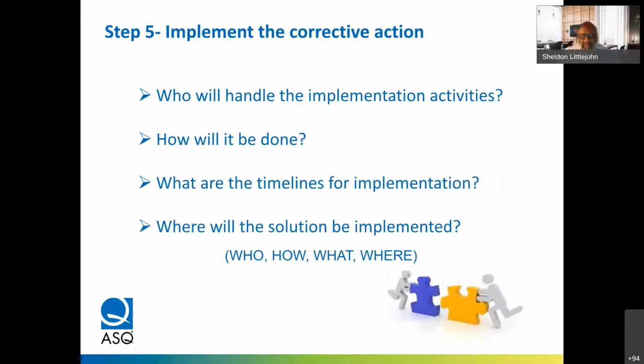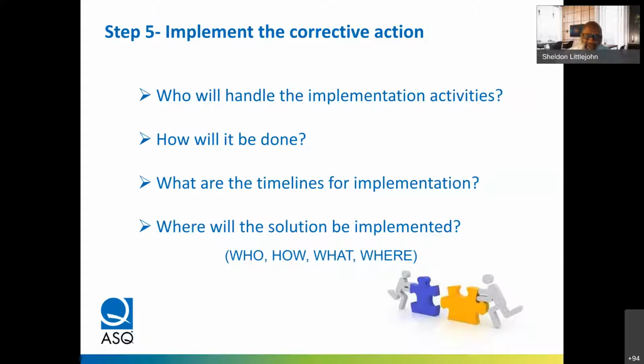Step 5, we implement the corrective action. In implementing the corrective action, we want to clearly decide who will handle the implementation activities. So who will do what? If it's a procedure to be rewritten, who will rewrite it? Who will roll out that procedure to ensure that the people affected are trained on that procedure, are aware of the procedure, understand how it is to be applied within the organization? How will it be done? What are the timelines for implementation? So when will we actually do the implementation? When will we do what?